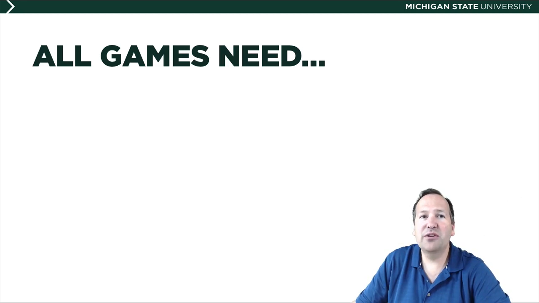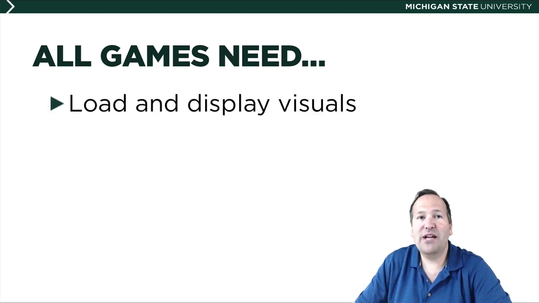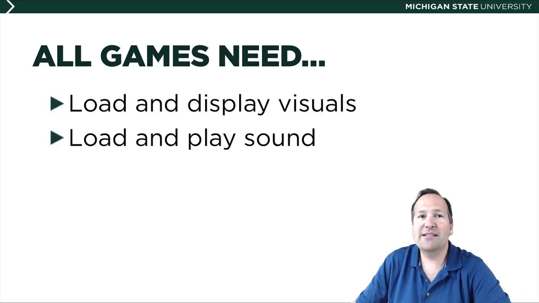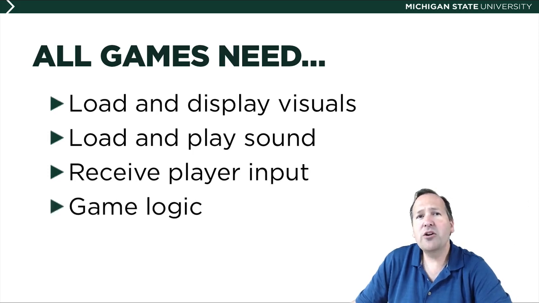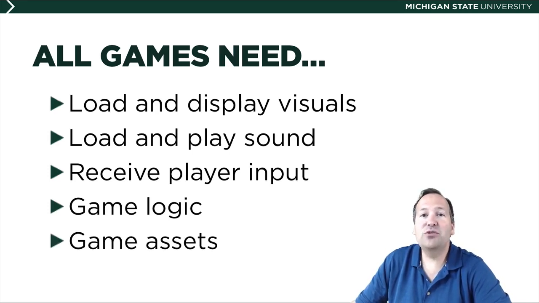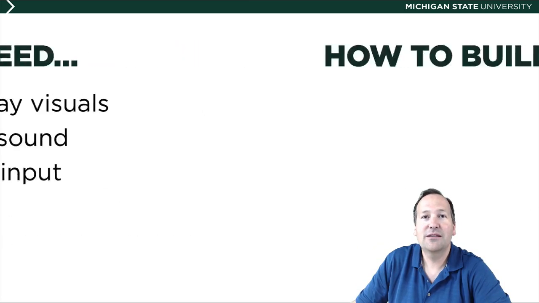But first, let's talk about what features all games need from a software functionality perspective. All games need the ability to load and display visual assets, load and playback sound effects, receive player input, maybe it's keyboard and mouse, maybe it's a controller, maybe it's a camera and a microphone. All games need some sort of game logic, which is essentially the mechanics or the rules of the game translated into code. And of course, all games need unique game assets. These are the visuals and sounds and so forth that make the game look and sound unique.